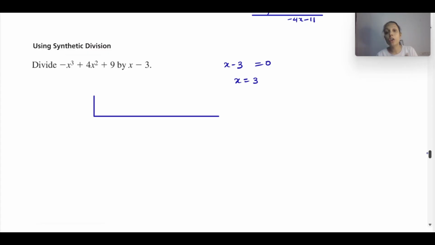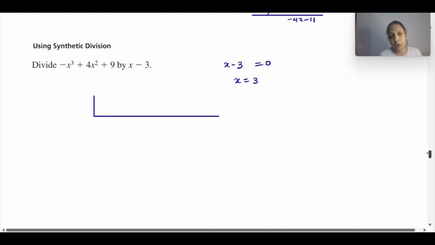Now write the coefficients of the given polynomial that is going to be divided. The x^3 coefficient is negative 1. The x^2 coefficient is 4. The x coefficient is missing. Whenever a coefficient is missing, use 0. Then the constant term is 9. Here you will write the x value, that's 3.